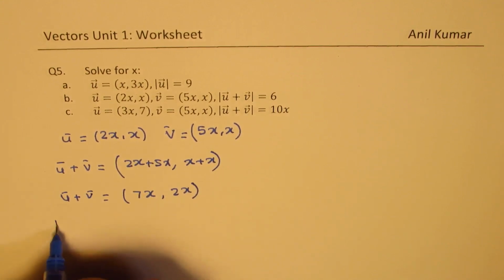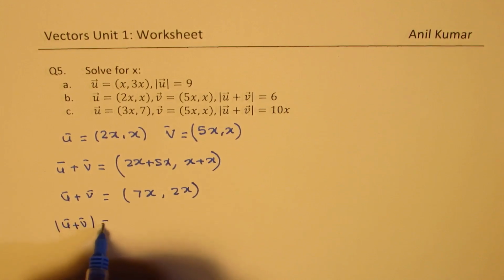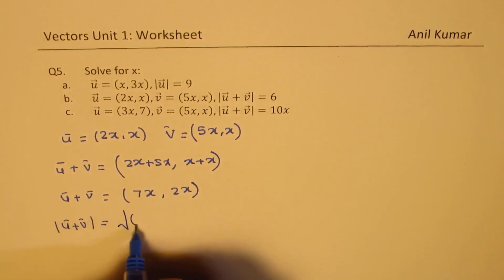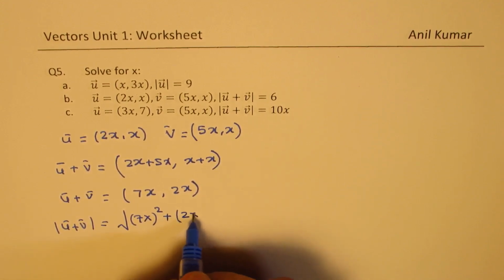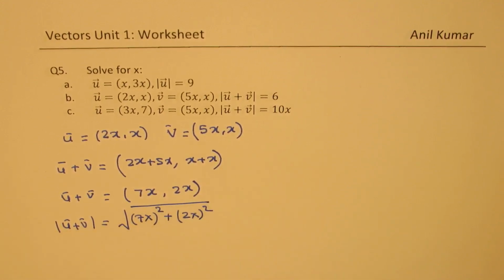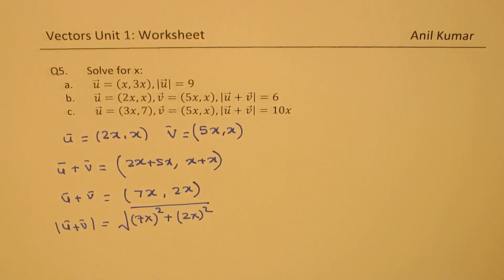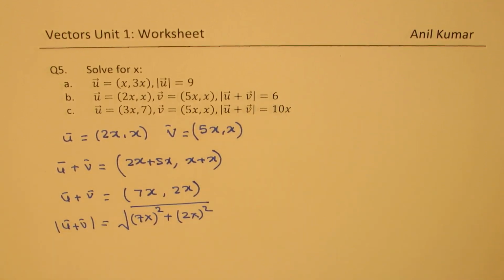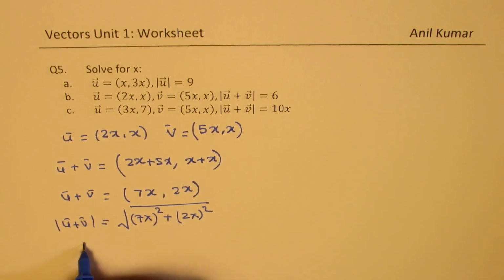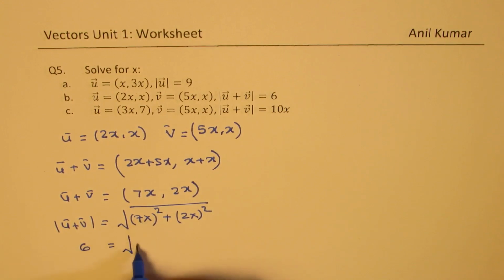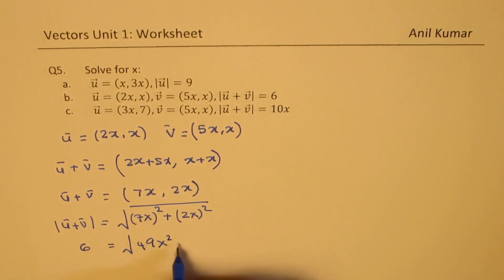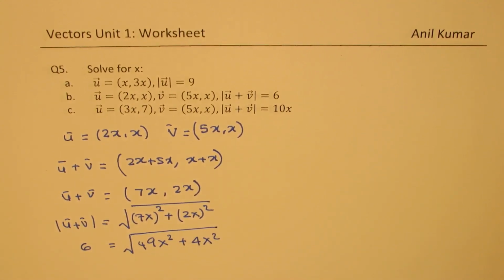What is the magnitude of this vector? Well, the magnitude of this vector will be the square root of (7x) whole squared plus (2x) whole squared, right? Now this magnitude is given to us as 6, right? So we can write this as 6 is equal to the square root of 49x squared plus 4x squared. Now we can square both sides and solve just as we did last time.